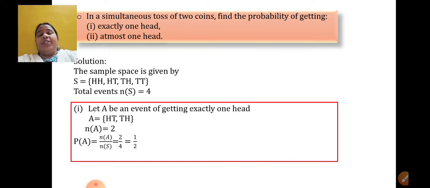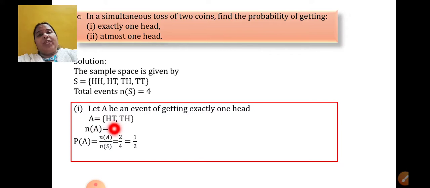Let A be an event. This is a way to write it in the exam as well. You need to define an event by some alphabet. Okay. So let A be an event of getting exactly one head. So there are two possibilities. Either it can be HT or it can be TH. So n of A will be equal to 2.